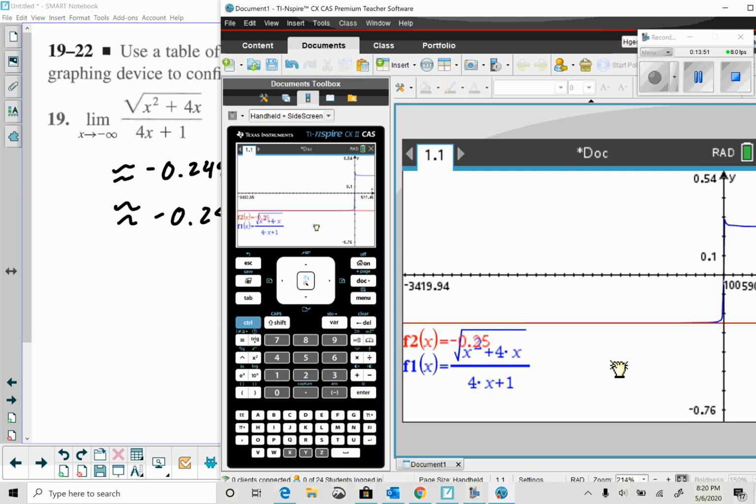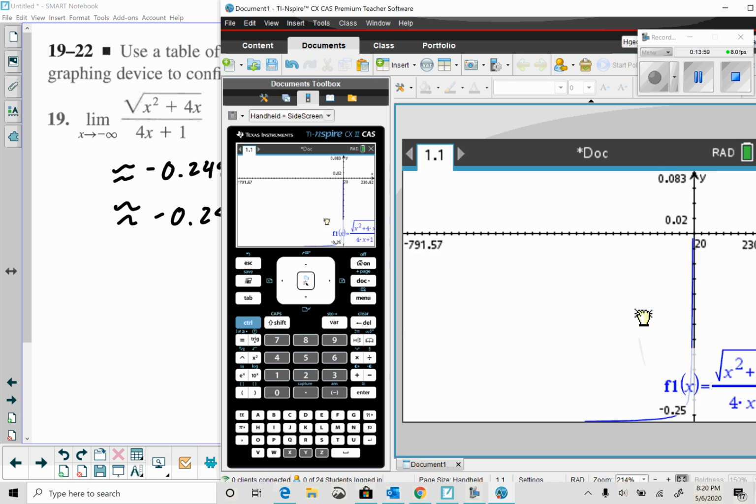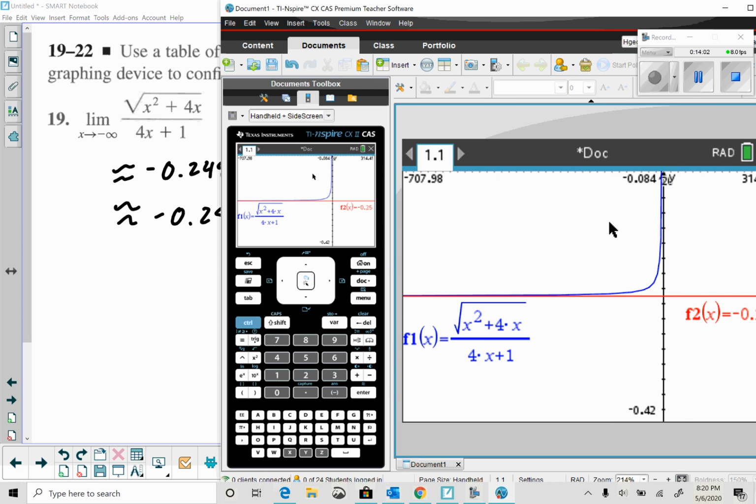It's gotten so close that it dipped down and basically became an asymptote here. Those got so close to one another that I'm fairly confident that the negative 0.25 is the limit of that function when I take a look at the graph.